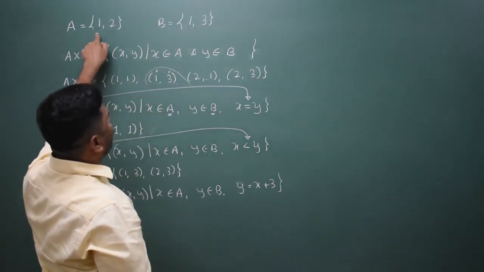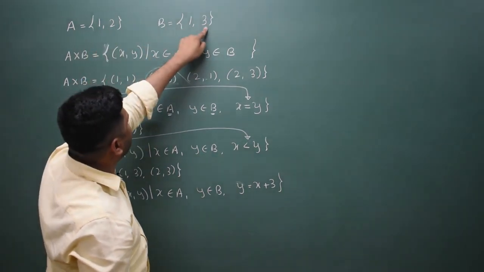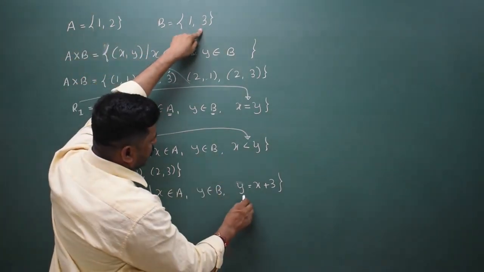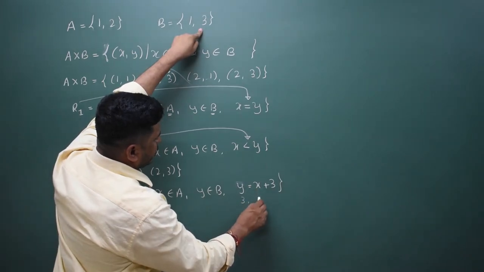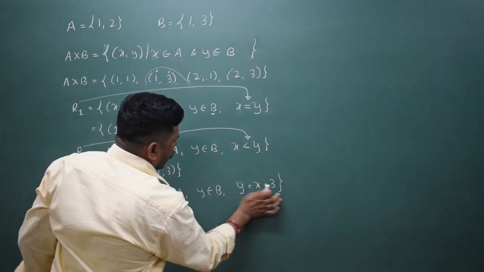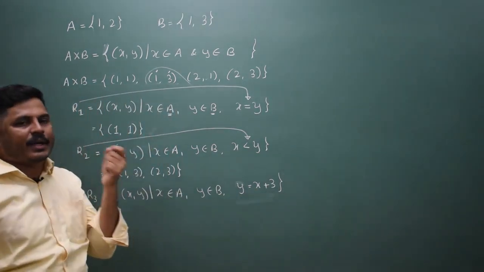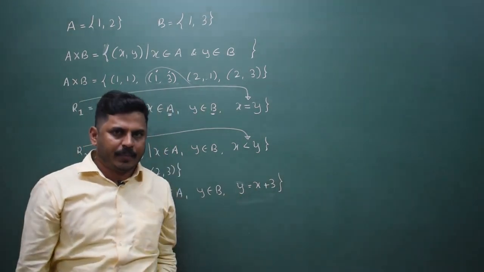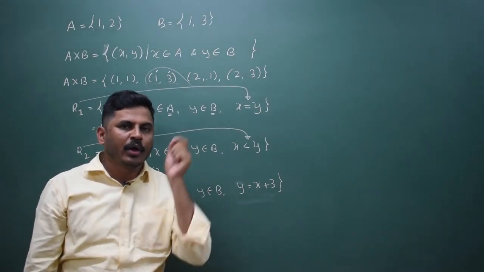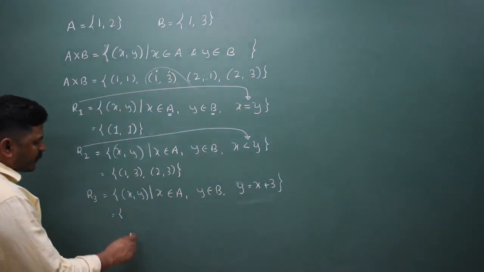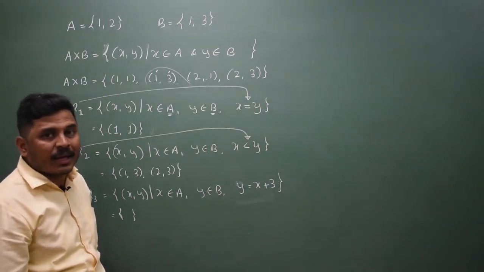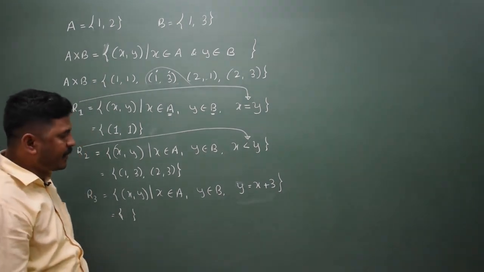Is 1 3 more than 1? No. 3 more than 2? No. Is 3 more than 1? No. For example, if y is to be 3, then putting x equal to 1, 1 plus 3 gives 4. It is not 3. So none of the elements in A is related to any element in B. That means it is the empty set. The relation is an empty relation.